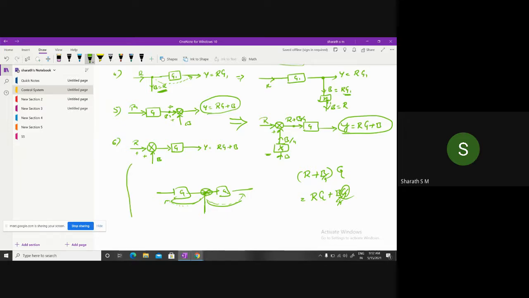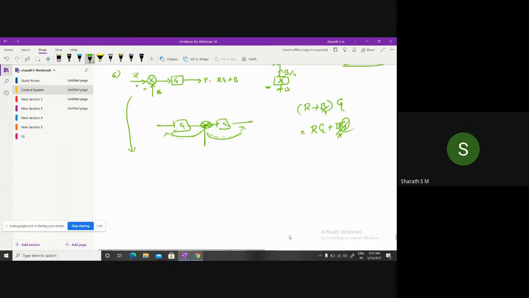In the same way, for the last one, the sixth one, so write it down here. So now, at this particular position, we have the output r plus b here. r plus b is making a product here. So r plus b into g, so there is rg plus bg. So now, if you are going to shift the summation point to the right, here we have a block g, and we shift the summation point to the right.